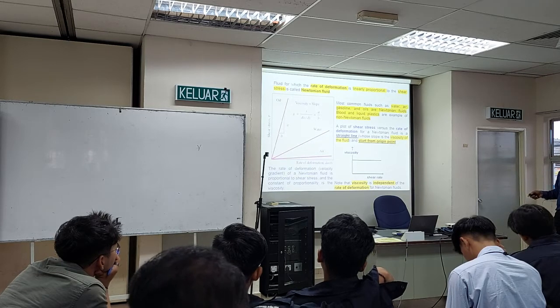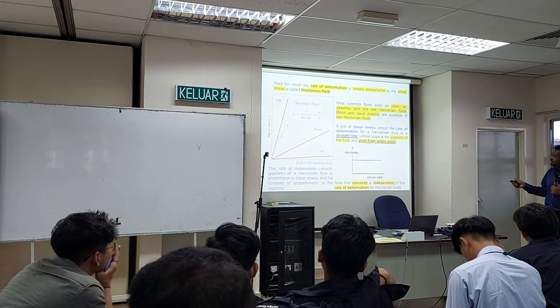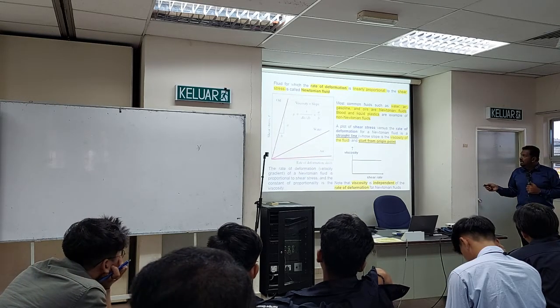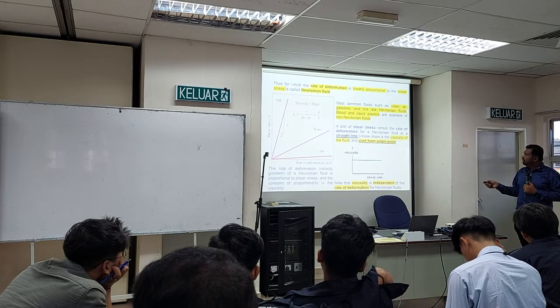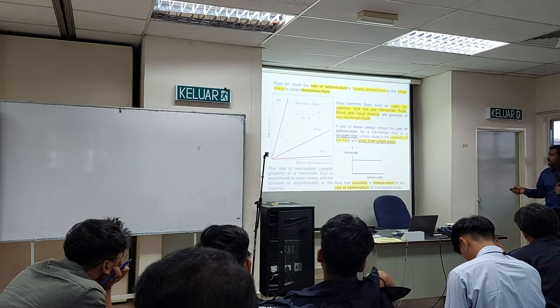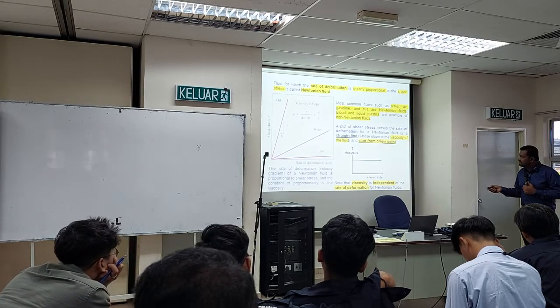Okay, apa itu Newtonian fluid? Okay, so most common fluids such as water, air, gasoline and oils are Newtonian fluid. Okay, and blood and liquid plastic are example of non-Newtonian fluids. Ini adalah example lah. Kita tengok dulu apa itu Newtonian fluid. Okay, a plot of shear stress versus the rate of deformation for Newtonian fluid is straight line.